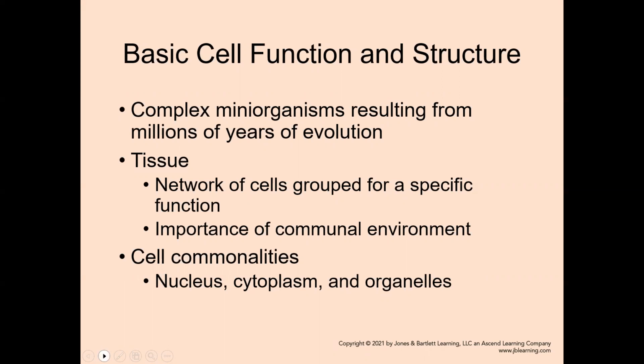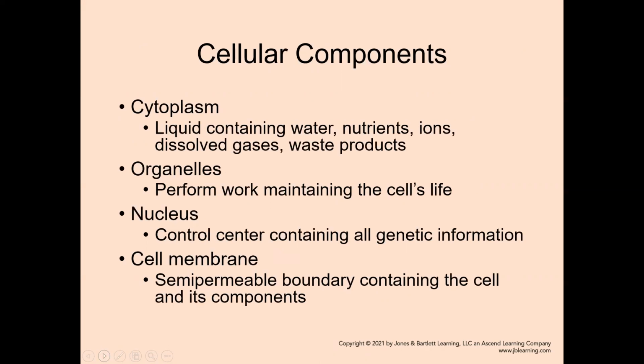We have different components of the cell, and those include cytoplasm, which is basically the supporting part that contains water, nutrients, ions, dissolved gases, and waste products. The organelles perform the work of maintaining the cell's life. And then the nucleus, you can think of, it does contain all the genetic information, which we're going to talk about in a little bit, but that's kind of like the powerhouse of the cell. It regulates growth and reproduction of the cell. Think of it kind of like the brain in the body. And then finally, we have the cell membrane, which is a semi-permeable lipid layer in which things can go back and forth in and out of the cell.